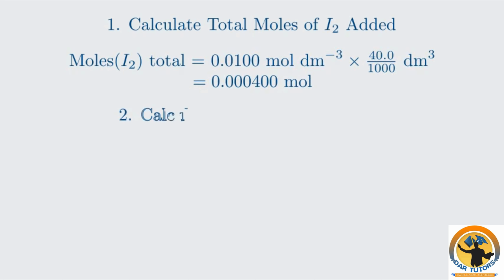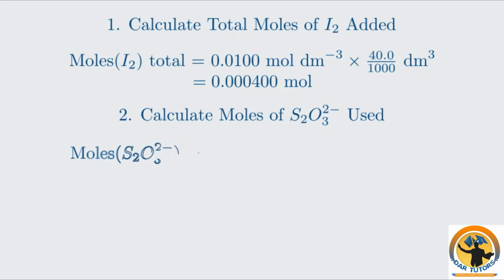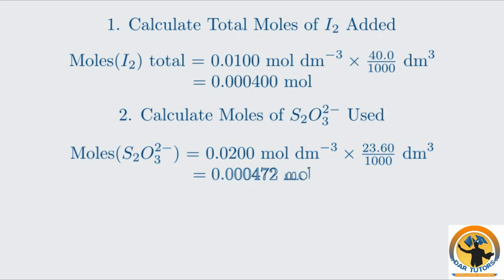Second, we'll use the second reaction to find the moles of thiosulfate used in the titration. The volume was 23.60 cubic centimeters, or 0.02360 dm3, and the concentration was 0.02 molar. This means 0.0472 moles of thiosulfate were used.